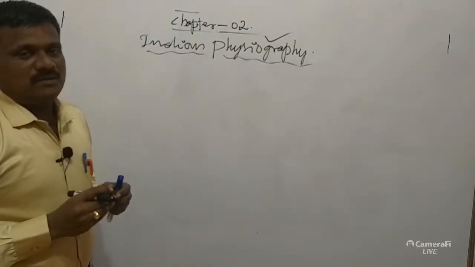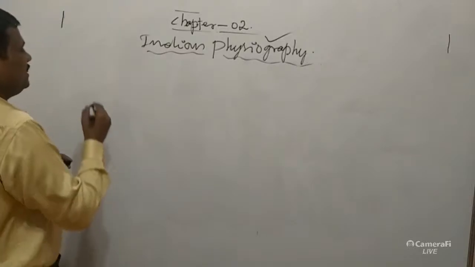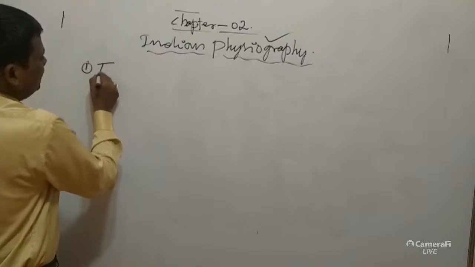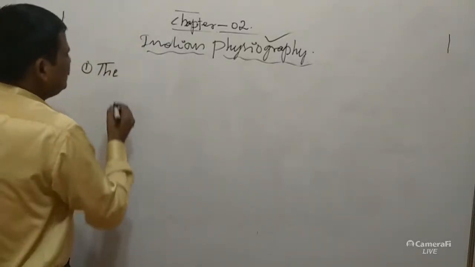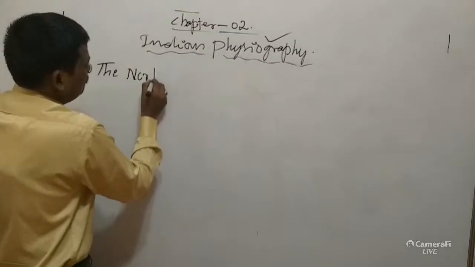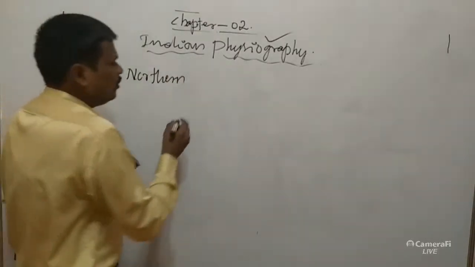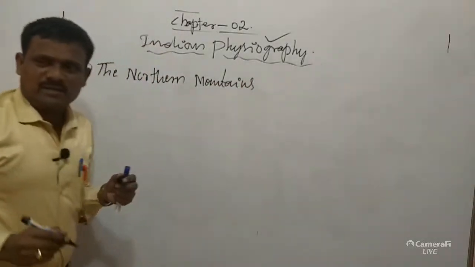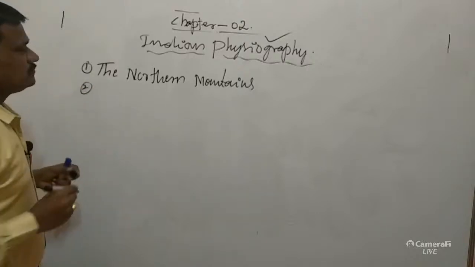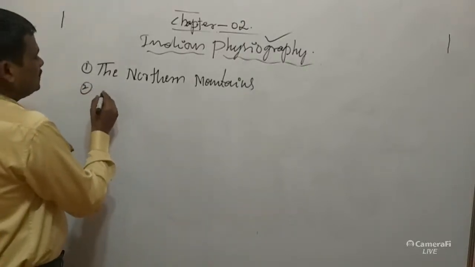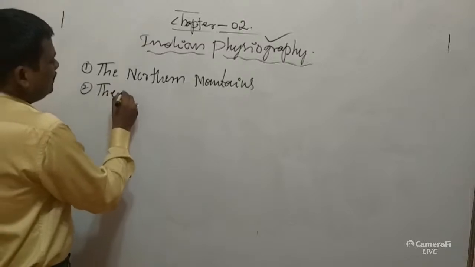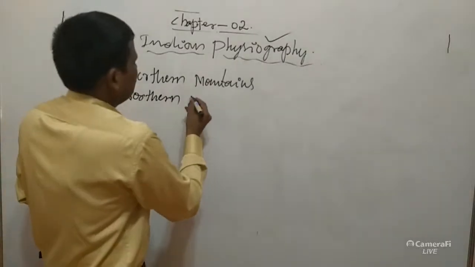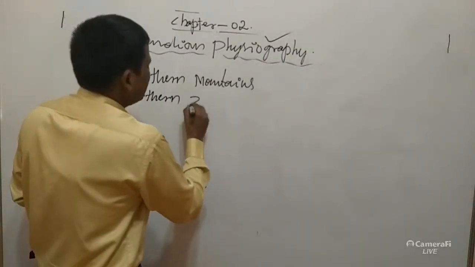What are the four important physiographic divisions? The first one we should call the northern mountains. The second one is the northern plains.